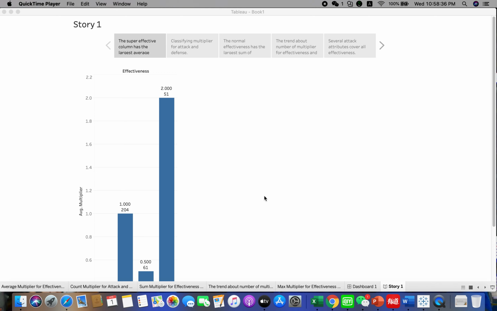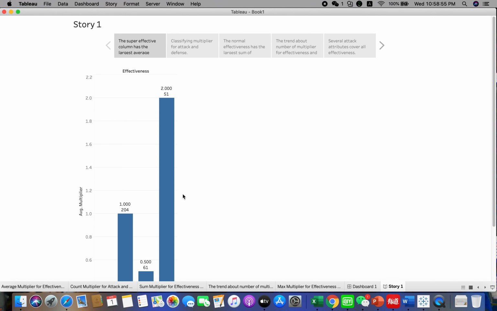Our dataset is Pokemon for this project, and I'm doing the type chart worksheet and analyzing the multiplier for attack, defense, and effectiveness. Because I have few dimensional measures, I will analyze as many as possible. The multiplier means the effect of attack for different Pokemon.